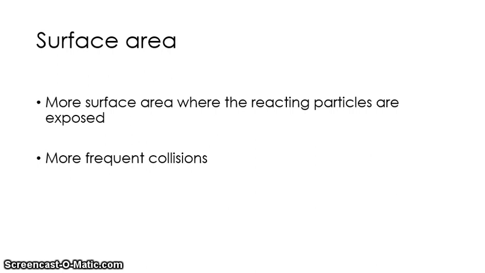So now we talk about surface area. If you have a large lump of a solid, then you're going to have less surface area. If you have that large lump cut into smaller lumps, then you're going to have more surface area. So the more surface area you've got, there's more places where the reacting particles are exposed. And of course, we've said that the particles have to collide with each other in order to react. So the more particles that are exposed, the more likely there is to be a collision. So you'll get more frequent collisions.